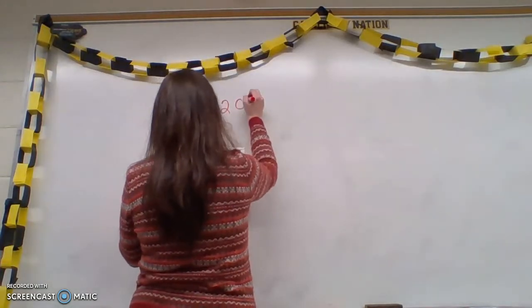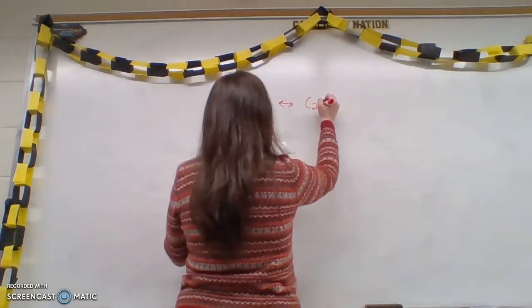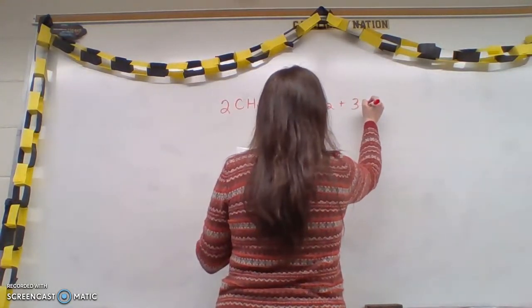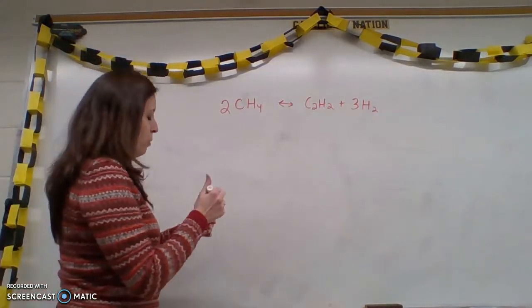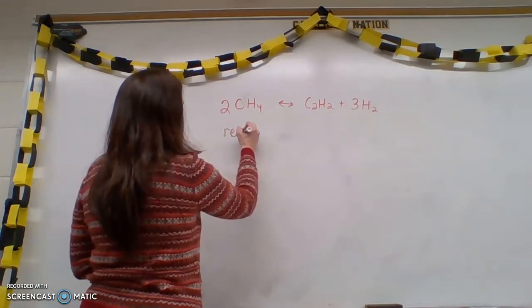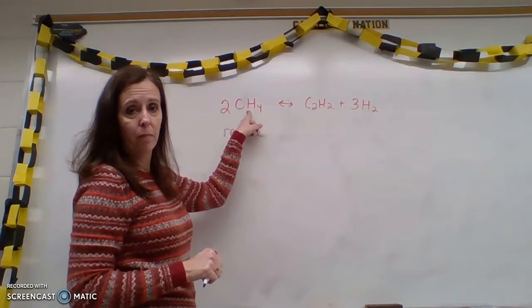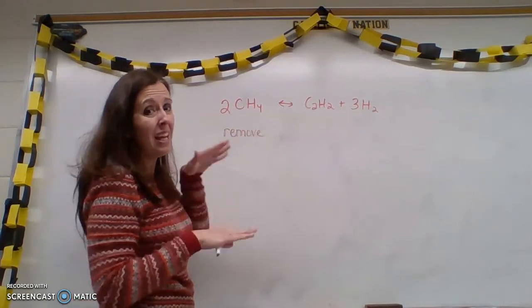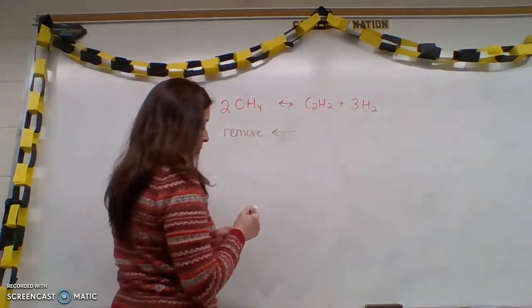So I want to go through, all of these are gases, okay? If in a system that was at equilibrium, I remove some of this. That means this side's getting smaller. I want to make some more of it to make it equal again. So the equilibrium would shift left.